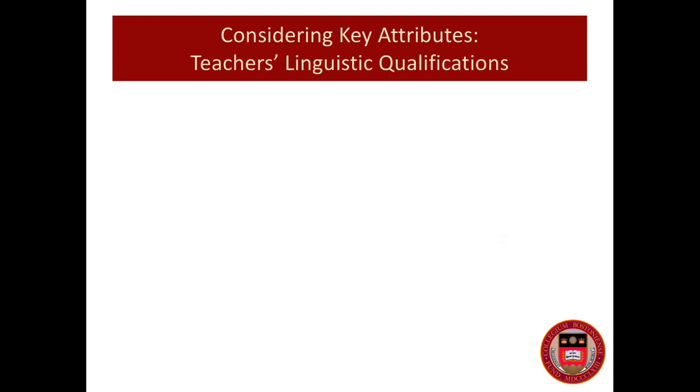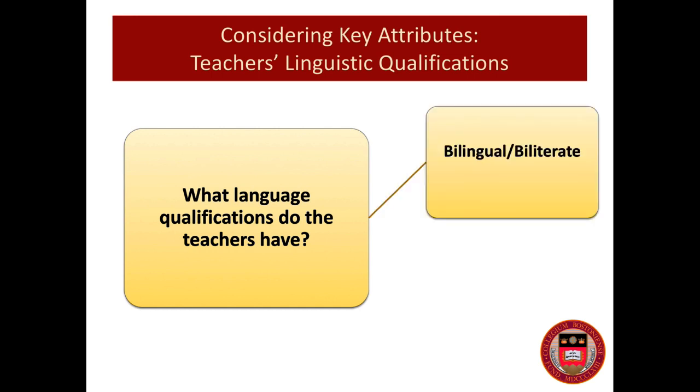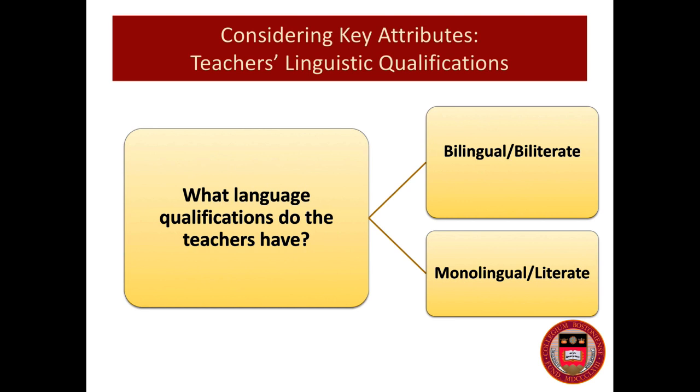The next key attribute to consider is the teacher's linguistic qualifications. Each program model requires that teachers are either bilingual or monolingual. As we've seen, several models require some combination of teacher qualifications. And there are some models that require specialized language teaching, training, or licensure. So you might have a teacher who is bilingual and biliterate, or you might have a teacher who is monolingual and literate. Or your program model overall might have some teachers who are bilingual and biliterate and other teachers who are monolingual and literate.